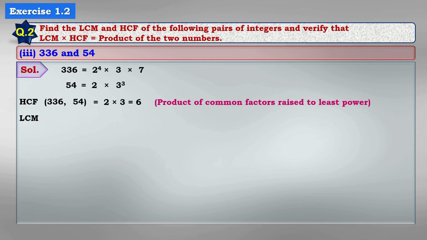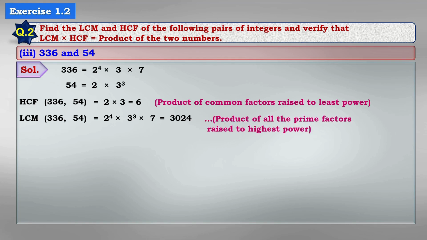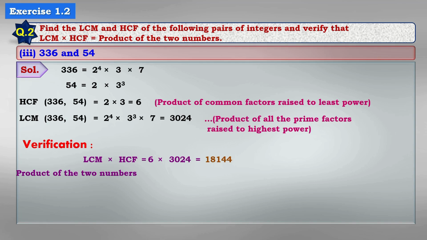Now for LCM, we need to consider all the factors with the highest power. So 2 to the power 4 into 3 to the power 3 into 7. So which is coming 3024. So LCM is the product of all the prime factors raised to highest power. Now the verification, that is LCM into HCF. So 3024 into 6 is equal to 18,144. Now we need to do the product of the two numbers, that is 336 into 54, that is also coming 18,144. So LCM into HCF is equal to the product of the two numbers, hence verified.